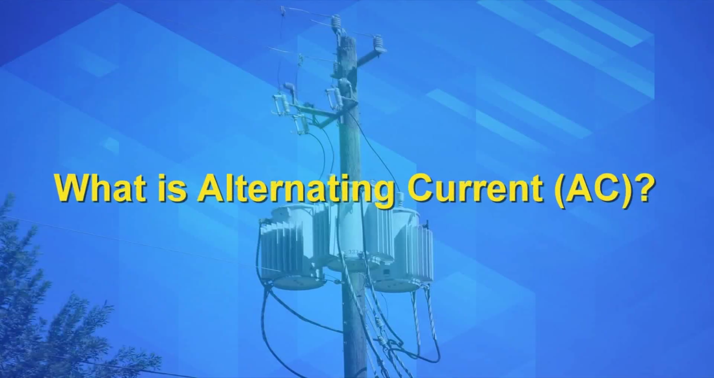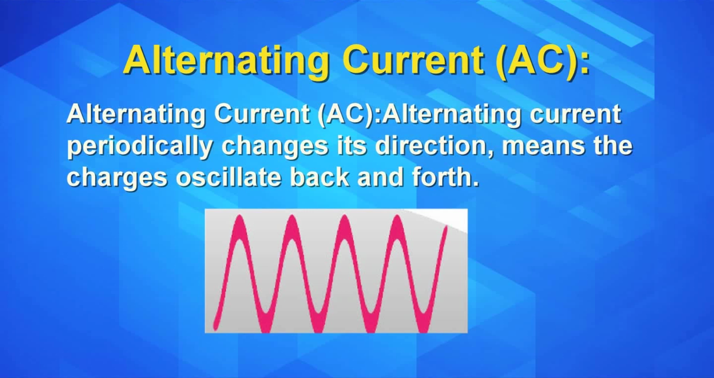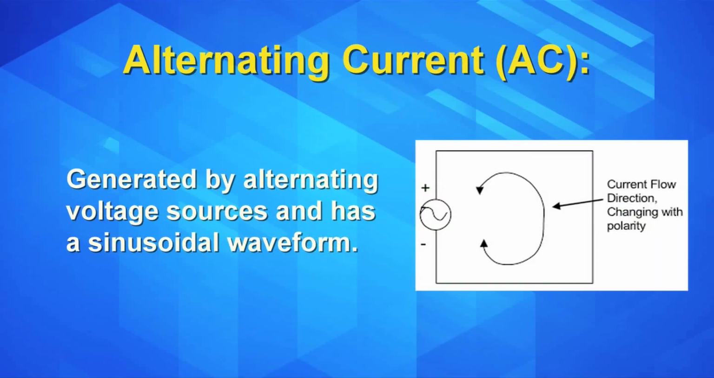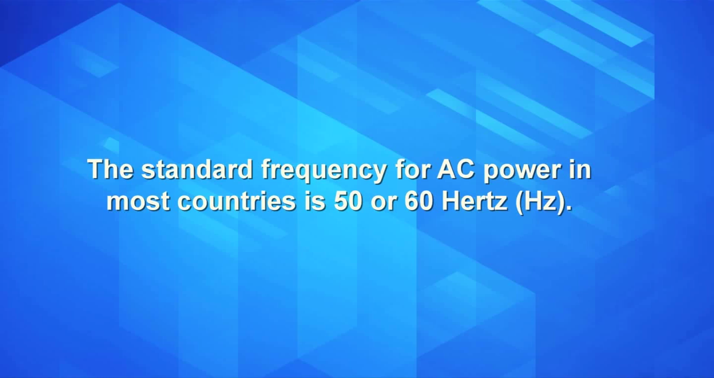Now, what is alternating current or AC? Alternating current periodically changes its direction, means the charges oscillate back and forth. AC is the common type of electricity generated by power plants and supplied to homes and industries. It is generated by alternating voltage sources and has a sinusoidal waveform. The standard frequency of AC power in most countries is 50 or 60 Hz.